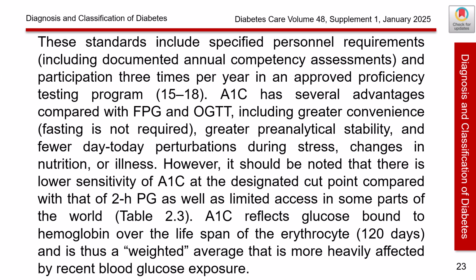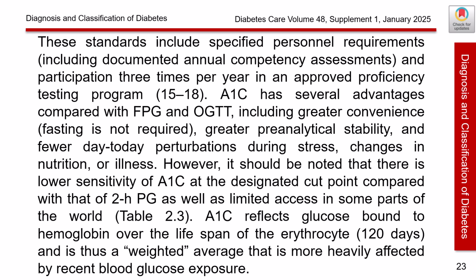These standards include specified personnel requirements, including documented annual competency assessments, and participation 3 times per year in an approved proficiency testing program. Glycated hemoglobin has several advantages compared with fasting plasma glucose and oral glucose tolerance test, including greater convenience, fasting is not required, greater pre-analytical stability, and fewer day-to-day perturbations during stress, changes in nutrition, or illness. However, it should be noted that there is lower sensitivity of glycated hemoglobin at the designated cut point compared with that of 2-hour plasma glucose, as well as limited access in some parts of the world.